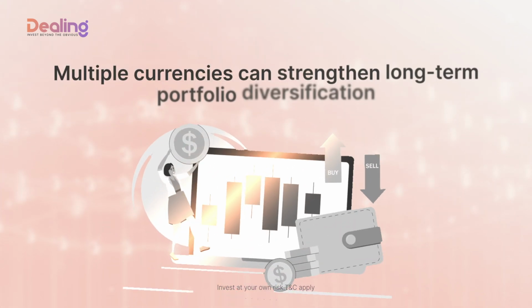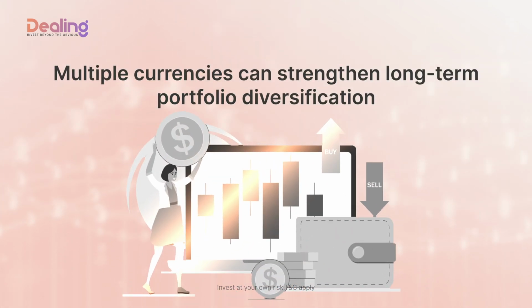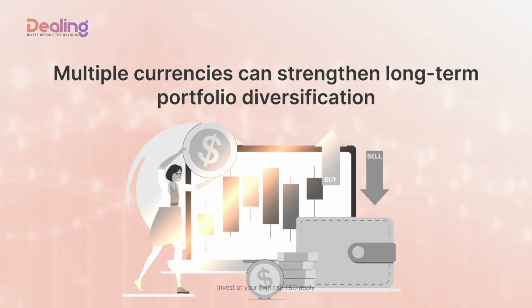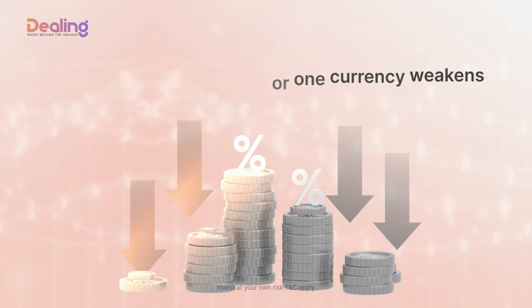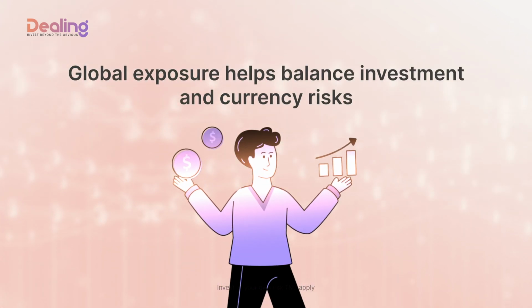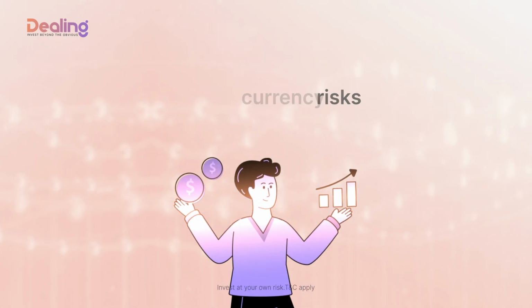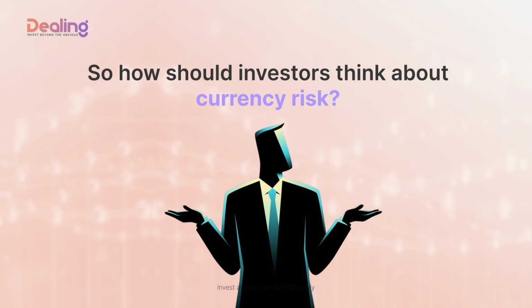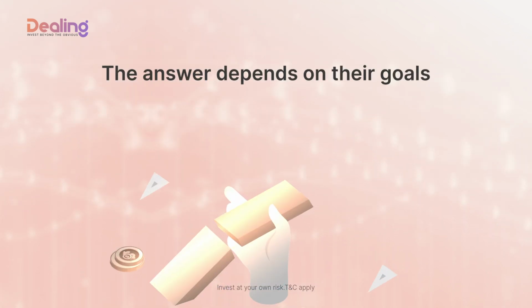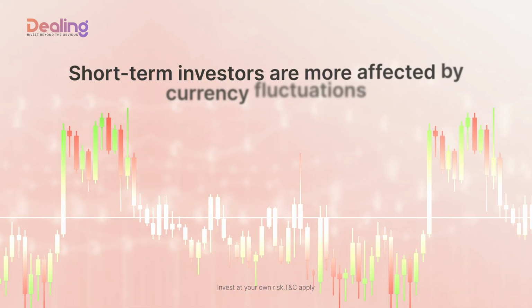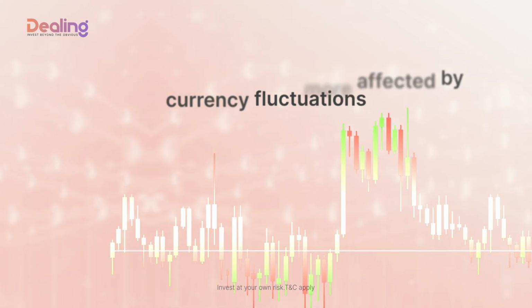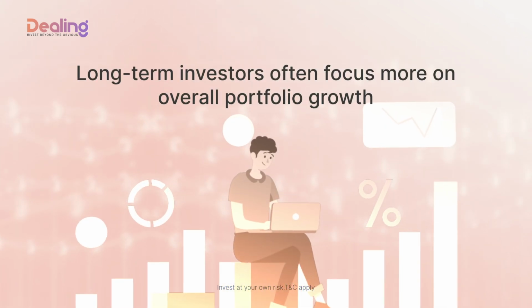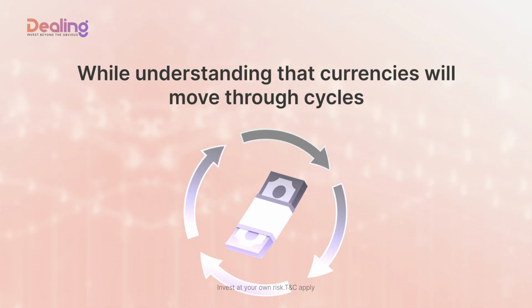For long-term investors, exposure to multiple currencies can contribute to portfolio diversification. When one economy slows or one currency weakens, exposure to other markets and currencies can help balance risks. So, how should investors think about currency risk? The answer depends on their goals. Short-term investors may feel currency swings more because exchange rates can move quickly. Long-term investors often focus more on overall portfolio growth, while understanding that currencies will move through cycles.